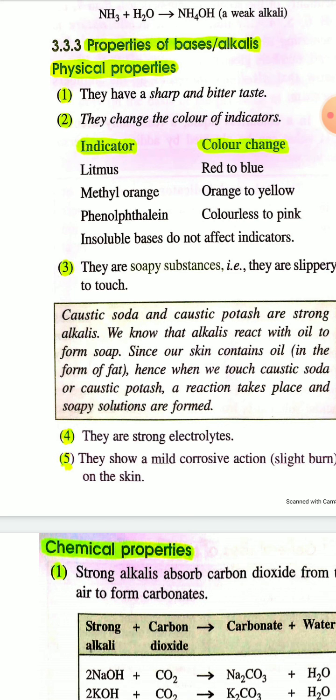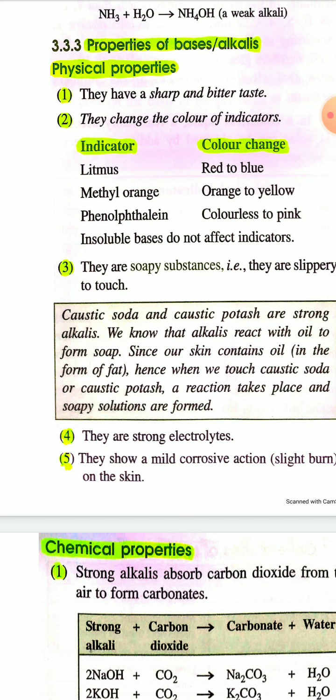The second physical property: they change the color of indicators. Like acids, bases can also change the color of some indicators. For example, litmus indicator. I have marked the name of each indicator and the color change given. First, litmus: in basic solution, red litmus changes into blue. The color of red litmus changes into blue in basic medium, while I have told you that acidic solution changes blue litmus to red, but bases change red litmus to blue.